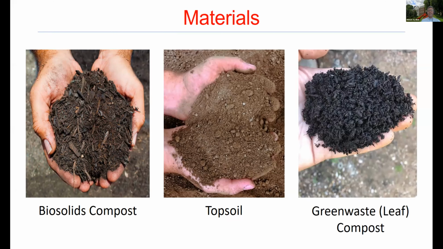And you can see the green waste compost that comes in different names. One common name is leaf compost, but that doesn't necessarily mean that it originates from leaf. It could be including yard trimmings. There's also mulch compost that is a little bit different, but the one that we focused on in this case was the leaf compost.